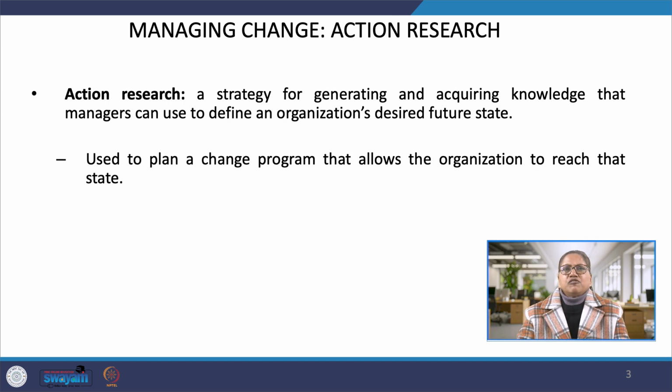So, how do we manage change? As we have earlier discussed, Lewin's process of managing change has three steps: unfreezing, changing and freezing. Similarly, change can also be managed by various other strategies. One such strategy is the action research model. Action research is a strategy for generating and acquiring knowledge that managers can use to define an organization's desired future state. It is used to plan a change program that allows organizations to reach that state.